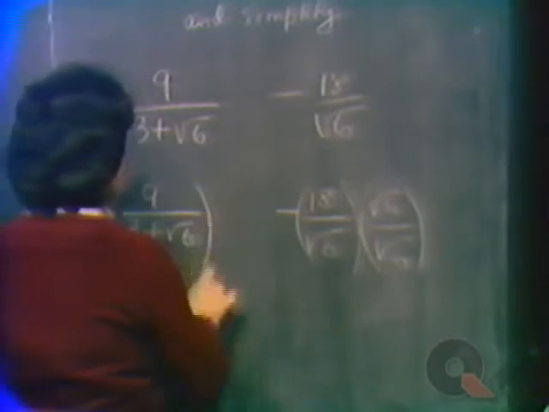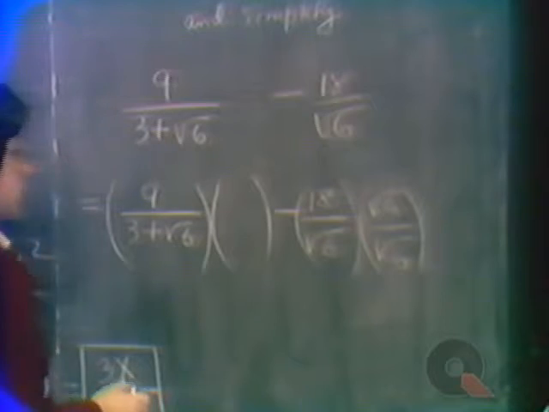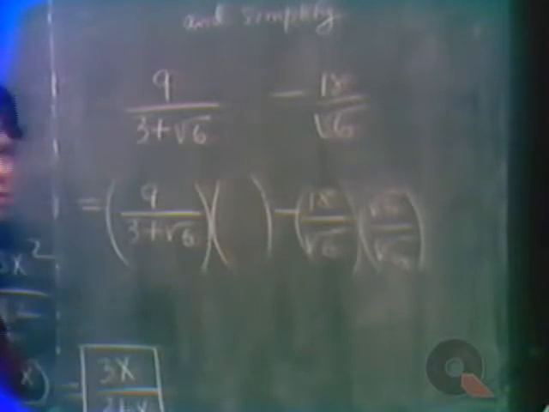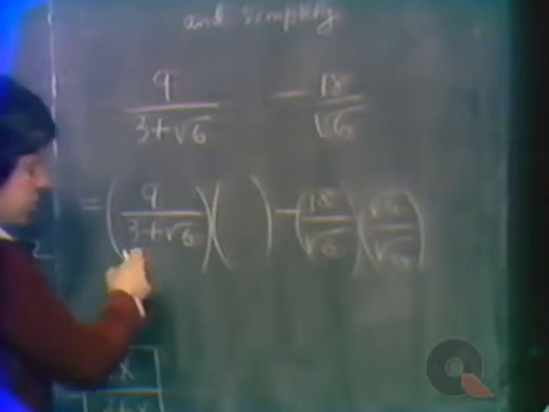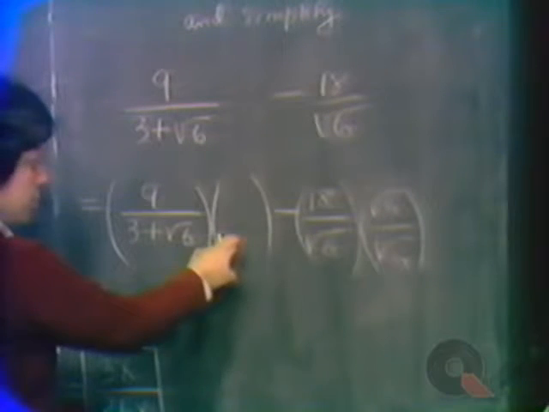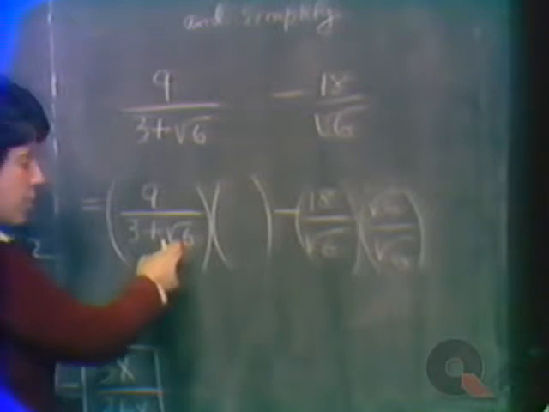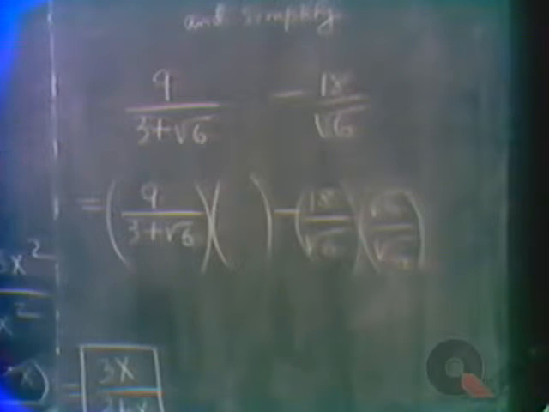Okay, here, however, if we tried the same thing, if we multiplied top and bottom by the square root of 6, we would not get rid of the square root in the denominator because we'd have to distribute the square root of 6. The square root of 6 times the square root of 6 would be okay, but then you'd have plus 3 the square root of 6.